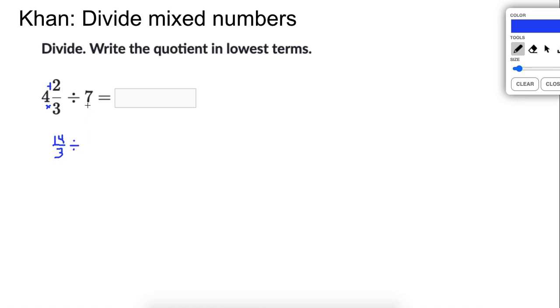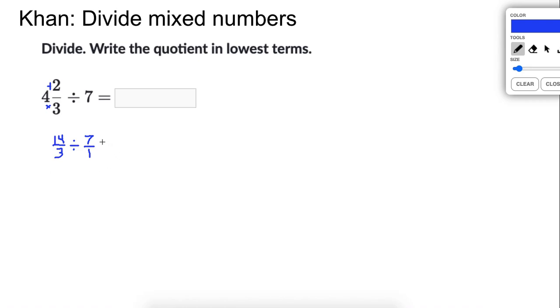we're also going to do what we've done in some other ones. We're going to change the whole number into a fraction too by simply putting it over 1. And we can change any whole number into a fraction by putting it over 1. So now we've changed this from a problem involving mixed numbers and whole numbers into just a problem involving fractions.